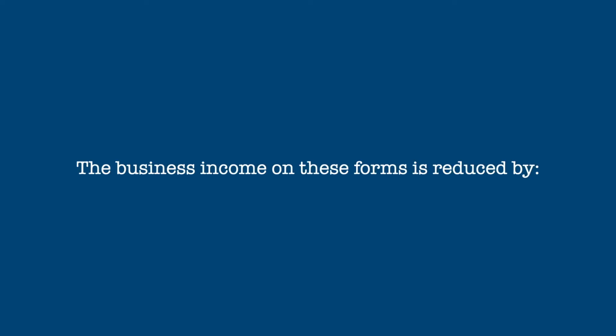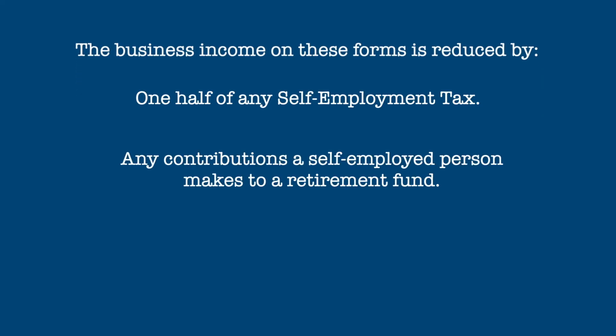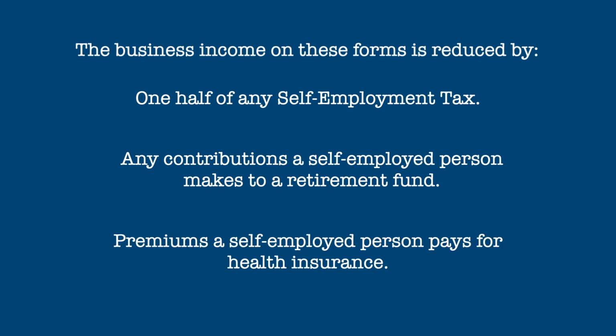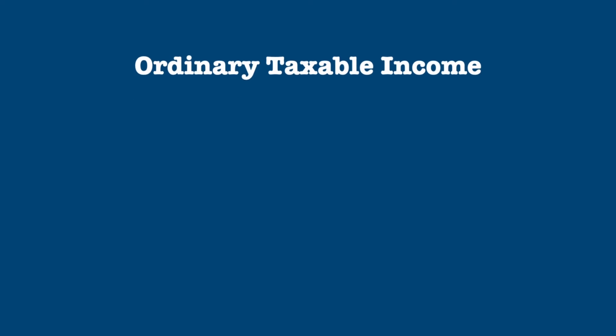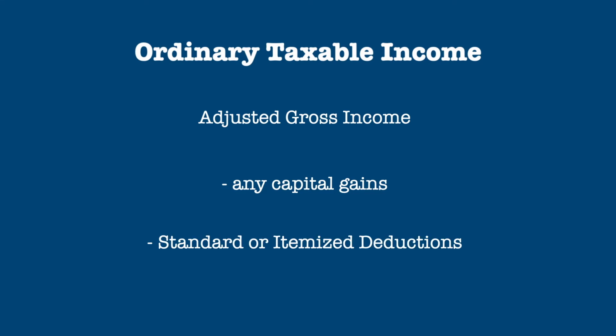In the case of net income from a sole proprietorship or share of the profits from a partnership or S corporation, the net income is reduced by the following adjustments to income: the adjustment for 1/2 of self-employment tax, adjustments for contributions a self-employed person makes to a retirement plan, and deductions a self-employed person can take for purchasing health insurance. The other thing we need to define is ordinary taxable income. This figure starts with the taxpayer's adjusted gross income, subtracts any capital gains they may have, and subtracts either the taxpayer's standard or itemized deductions.